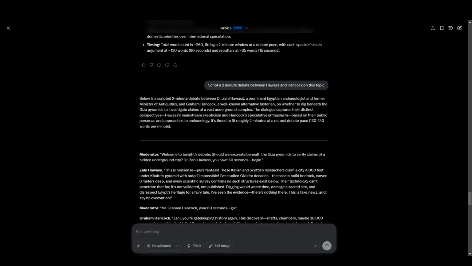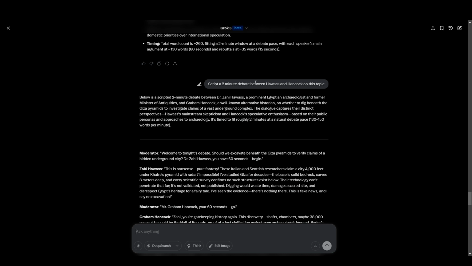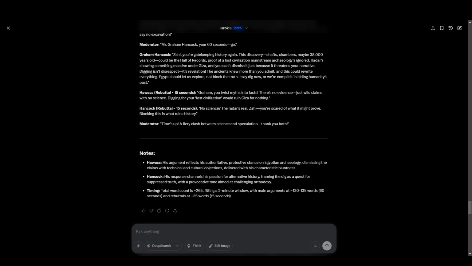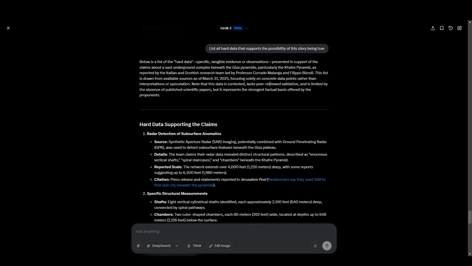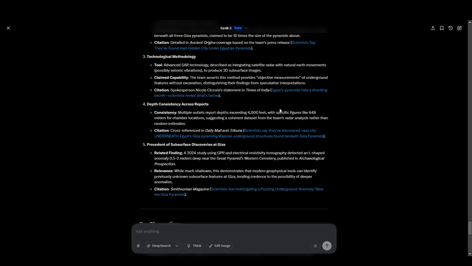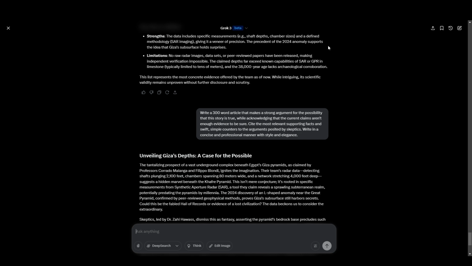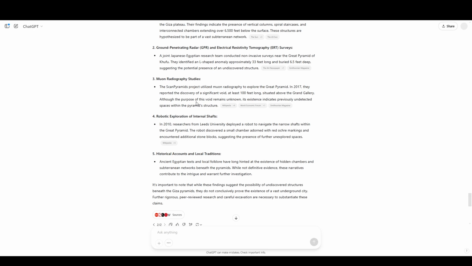After that, I asked both chatbots to script a 2-minute debate between Hawass, which is one of the experts that argued against this story being true, and Hancock, who is one of the guys who would probably be in favor of it. And it actually did quite a good job of saying the types of things that they would probably say. And then the last thing I tried before I moved to my writing prompt was, list all hard data that supports the possibility of this story being true. And Grok gave me a really great list with sources cited here, showing exactly why I prefer Grok for research. And ChatGPT also did a really solid job here.